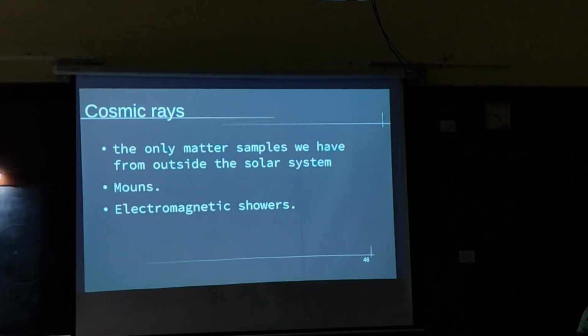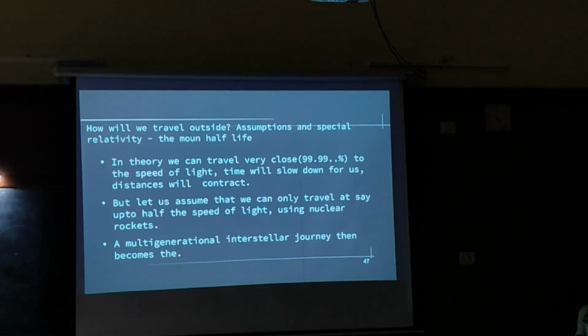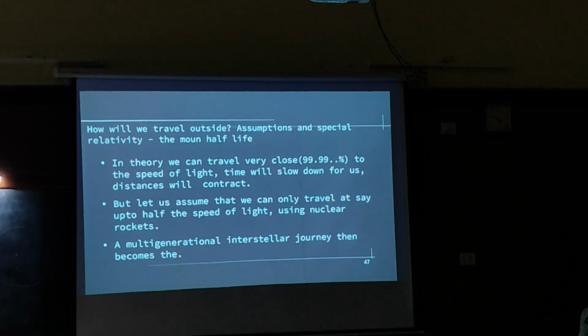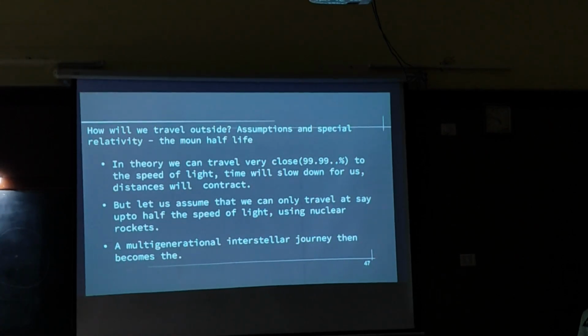We detect them because of special relativity. When you move very fast, time slows down, so the half-life increases. It's 1.5 microseconds in the rest frame, so it's not 1.5 microseconds in our frame, with the muon moving almost at the speed of light. So we can detect them over here.